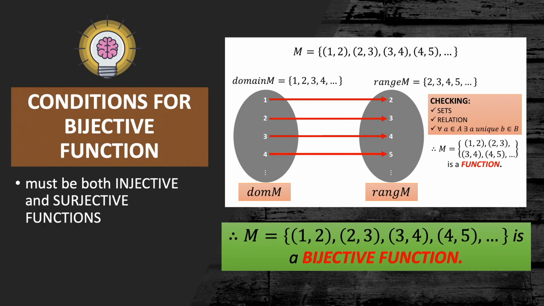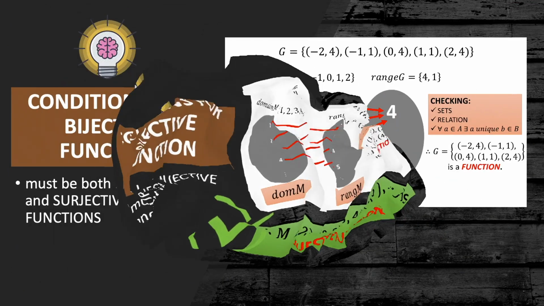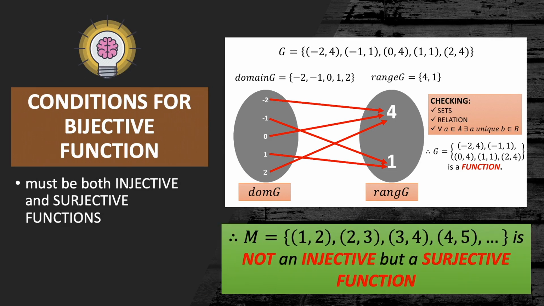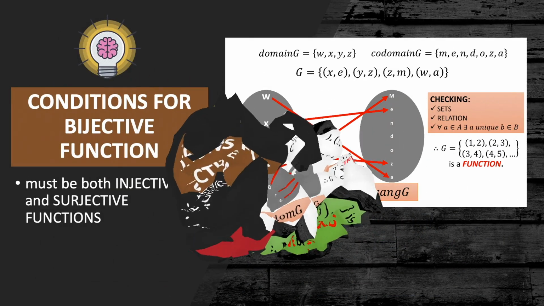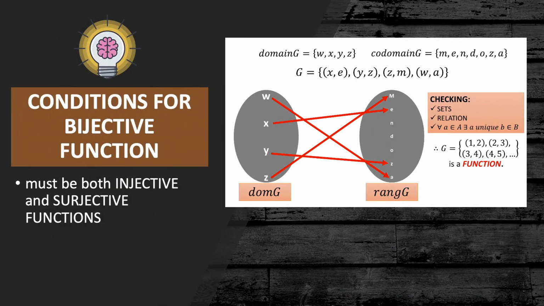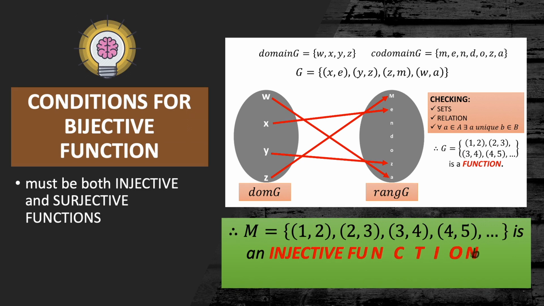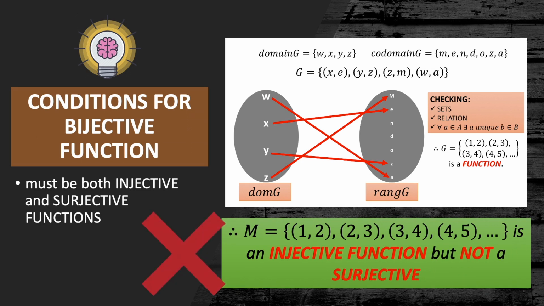Let's have the second example, set G. Since set G is not an injective function, it is just a surjective function, therefore it is not a bijective function. Correct. Let's have the last example. Is set G a bijective function? We discover that set G is just an injective function and not a surjective function. Therefore, it is not a bijective function.